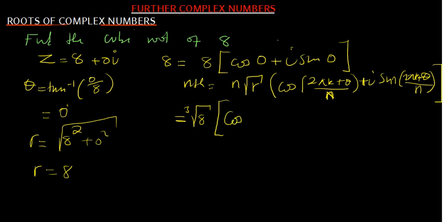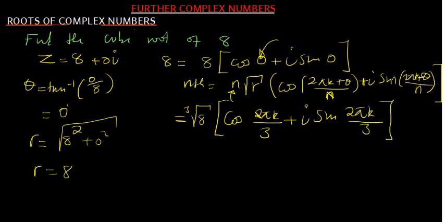Now to the angle 0 we are adding 2 pi. Adding 2 pi k to 0 is simply 2 pi k, and then divided by what? N. N is what? We are taking the third root, the cube root, so n is 3, and then plus i sin, also 2 pi k divided by 3. Okay, now k starts from 0 to n minus 1. So in this case, because we are talking about the third root, it is going to end at 2.